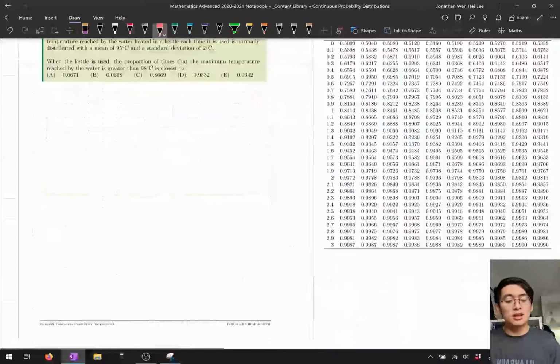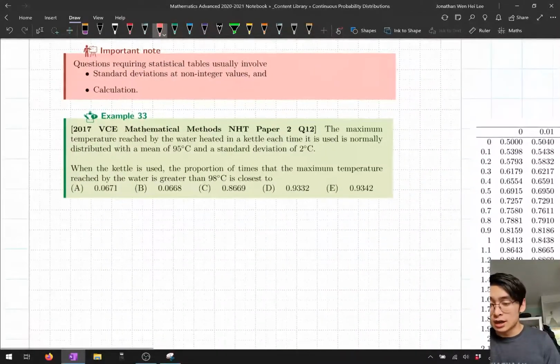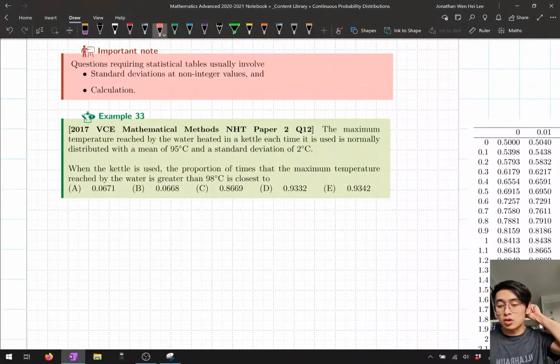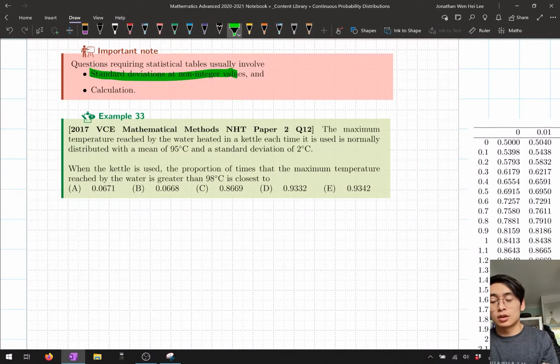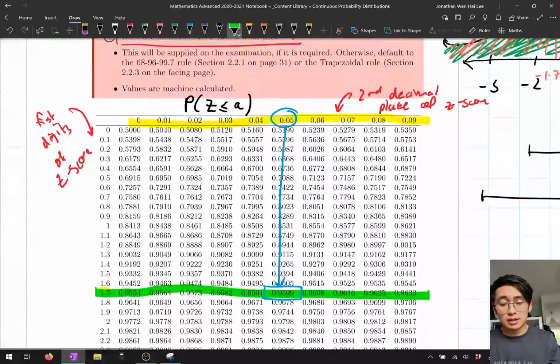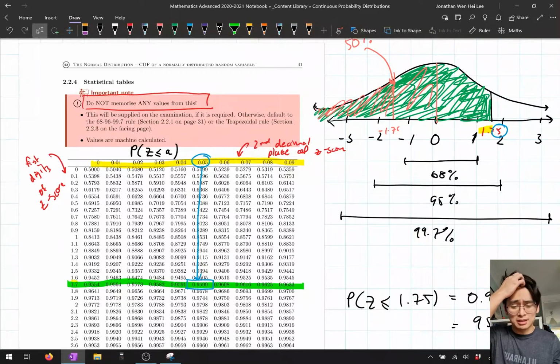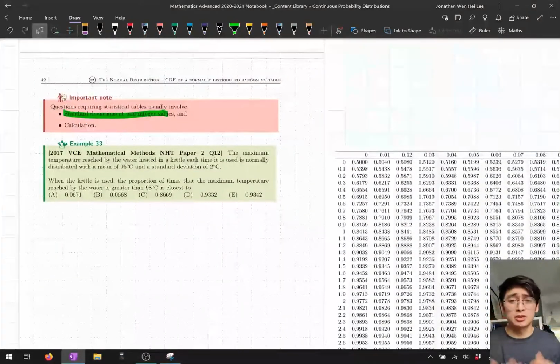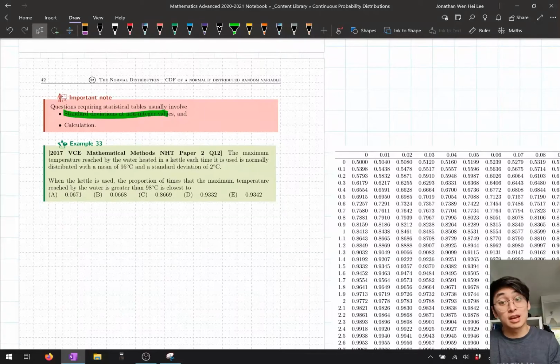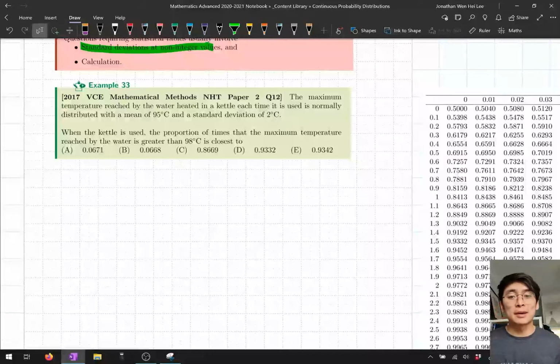Okay, so I've got the table here just to make it easier for us to answer this. Questions requiring statistical tables usually involve standard deviations at non-integer values. So this is the thing I've been saying. The standard deviation is at a non-integer. It's not at 1, 2, or 3 standard deviations away. It's at 1 point whatever. The other thing is that we use some sort of calculation to find this out. So we read off the table and then we have to do a little bit of calculating. Okay, so let's have a look at this example.